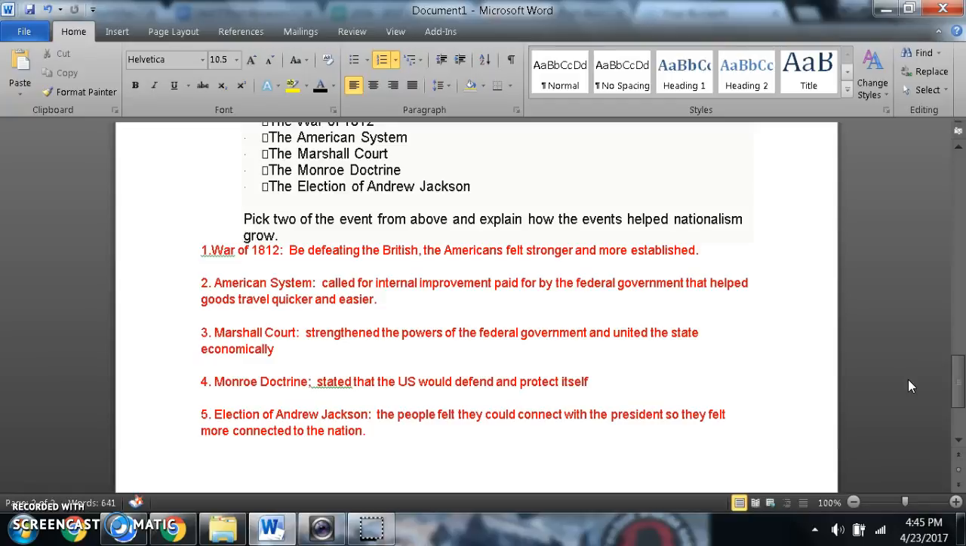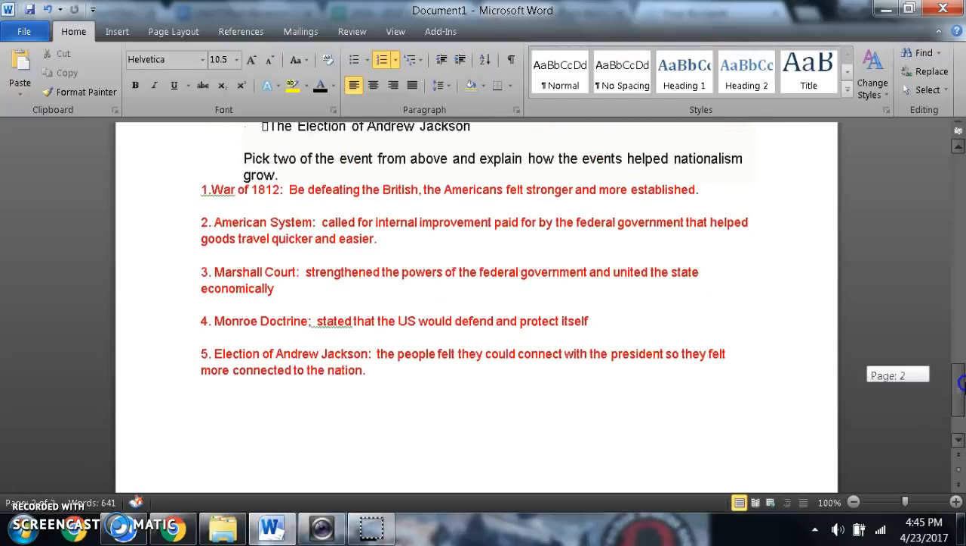The Monroe Doctrine caused nationalism because it stated that the United States would defend and protect itself. And it's like the United States is saying, hey, we are going to look after ourselves. We are going to take care of ourselves. So don't mess with us. So that led to an increase in nationalism as well.